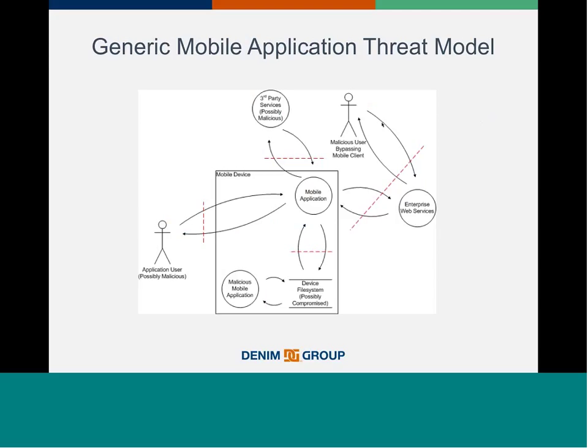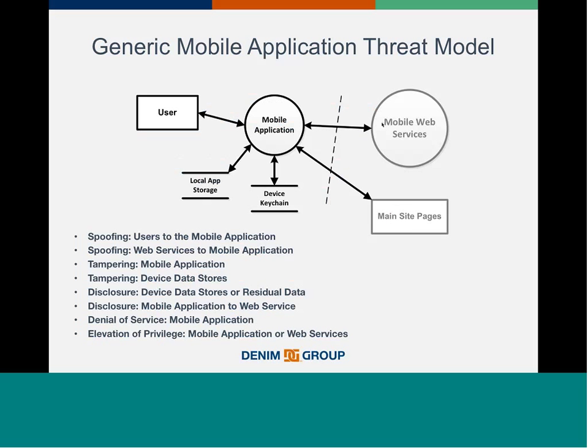Most interesting mobile applications are making calls back to enterprise web services. Again, a little bit out of the scope of what we're talking about today, but these enterprise web services can be targeted directly by attackers, not just through your mobile client. And a lot of mobile applications that we look at use third-party services to provide some sort of capabilities. As you see here, there are a lot more trust boundaries in a mobile application threat model typically than you'd see in a more standard web application.